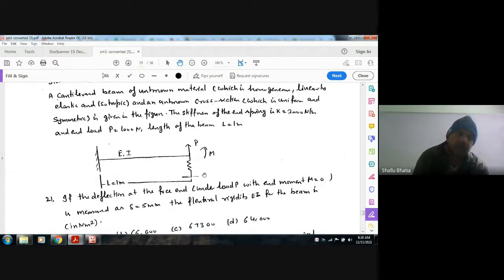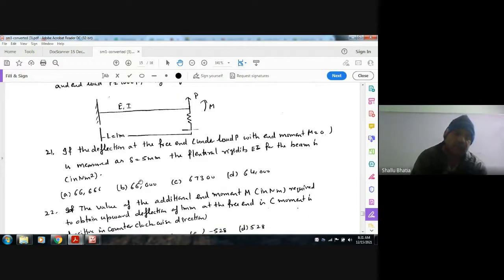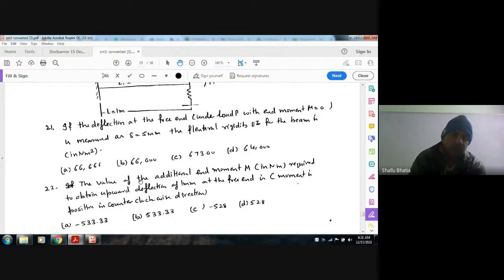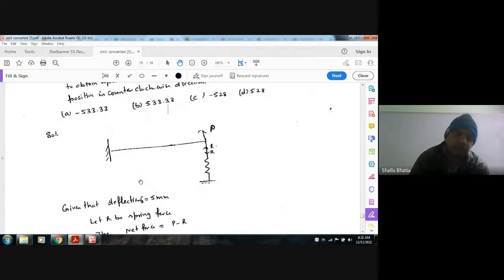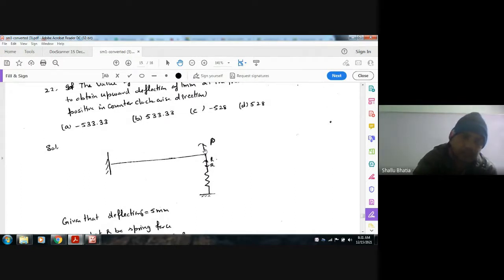If the deflection at the free end under load P, with moment M equal to 0, is measured as delta equal to 5 mm, the flexural rigidity EI of the beam in Newton meter square is: A 6666, B 66000, C 67300, D 64000. Next question, the value of the resistance. Sorry, first of all, we will solve this question. Here the P load is being applied and M is zero.